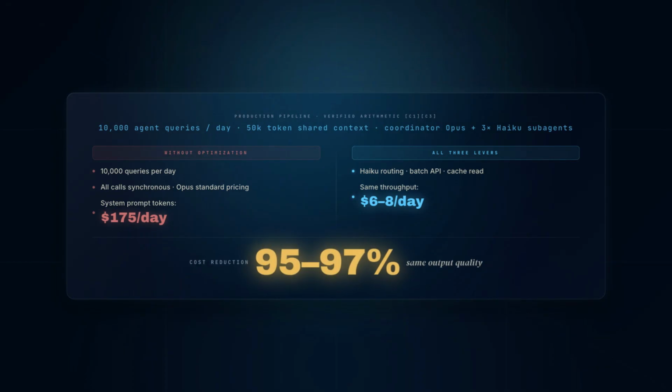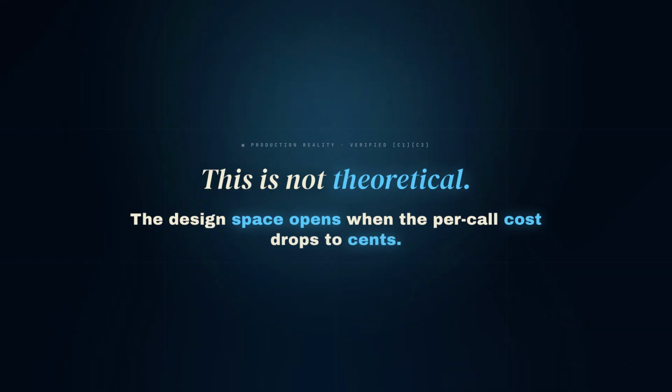This is not theoretical. Prompt caching exists because production agents with large stable contexts were not economically viable without it. The batch API exists because a 50% discount changes the unit economics of bulk AI workloads. These are production tier features, not experimental ones. The design space opens when the per call cost drops to cents. Architectures that were unprofitable at Opus standard pricing become profitable at 5 times cheaper base tier, 10 times cheaper cached input, and 2 times cheaper batched.